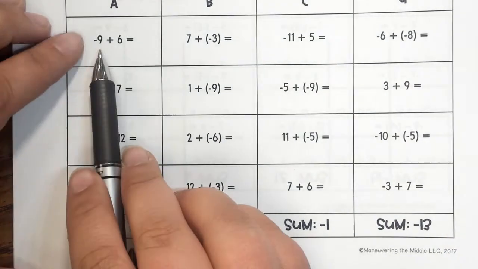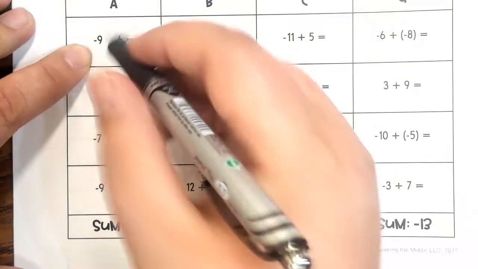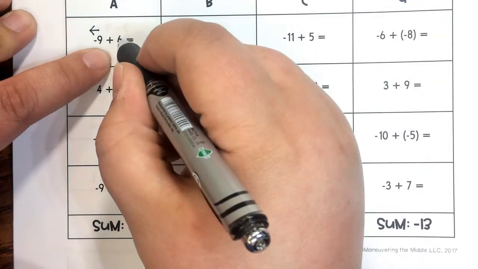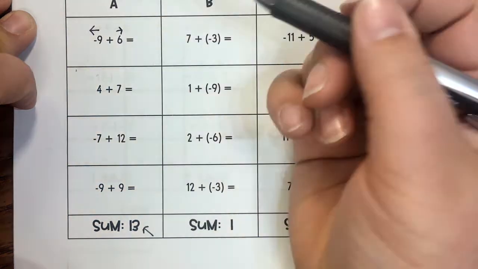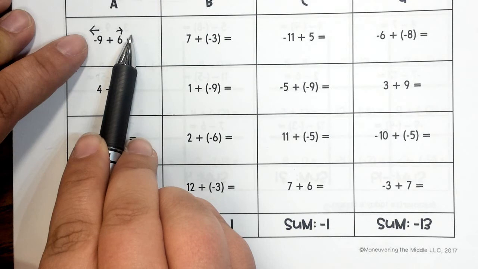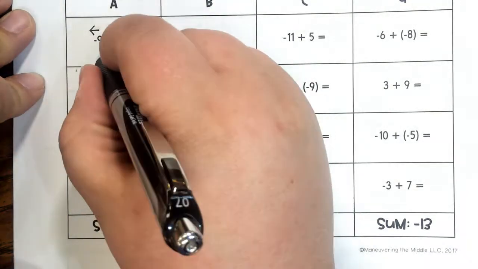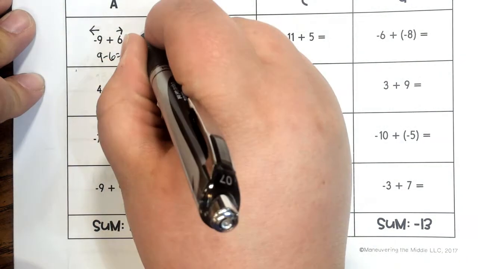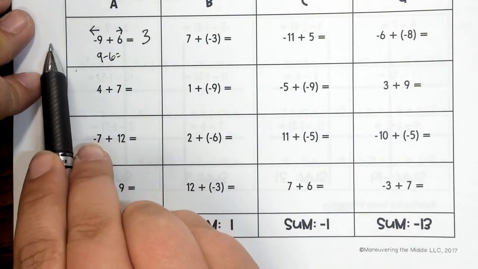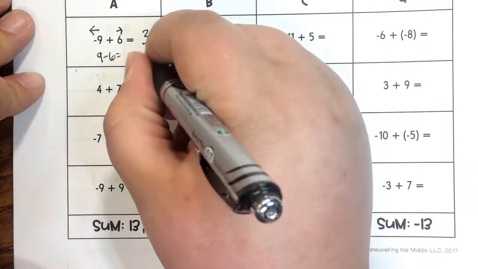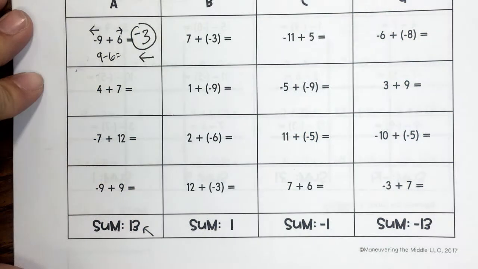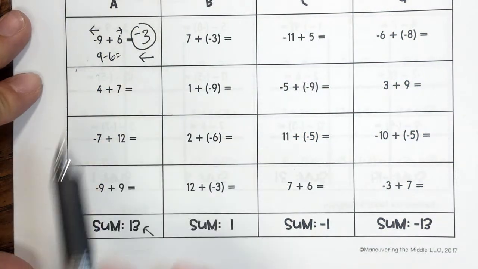Okay, so the first one says -9 plus 6. -9, negative goes left, plus this is a normal 6, so that's going to the right. Those are going different directions, so I find the difference of 9 and 6. So 9 minus 6 is really 3. I had more going to the left than I did to the right, so the left should win, which means this sum is negative 3. Negative 9 plus 6 is negative 3.